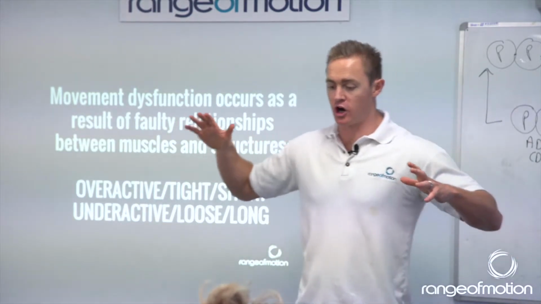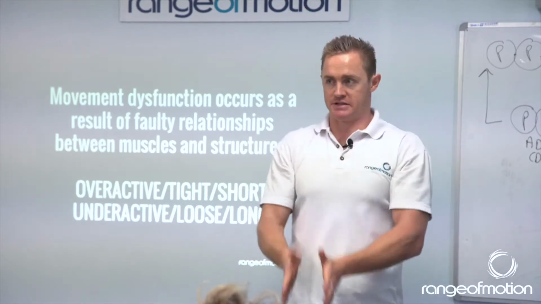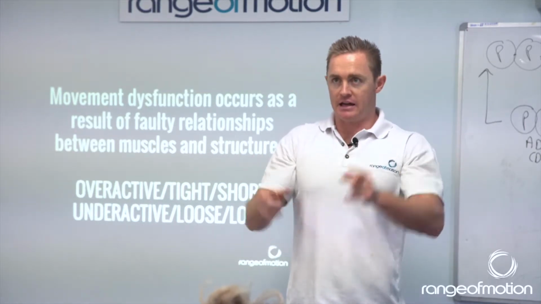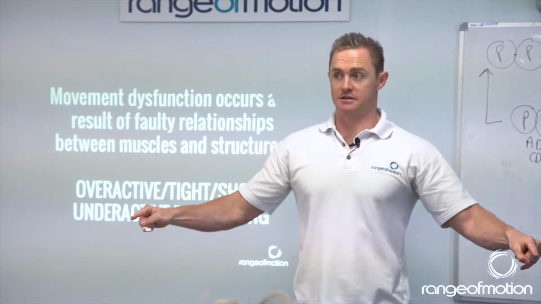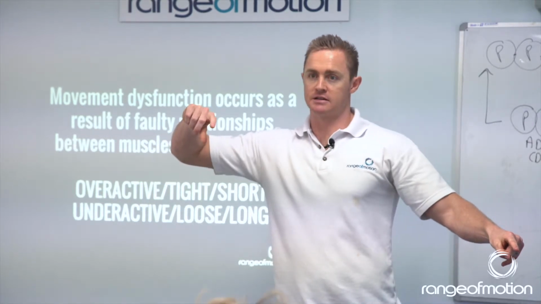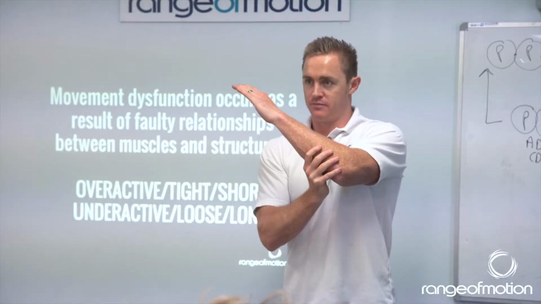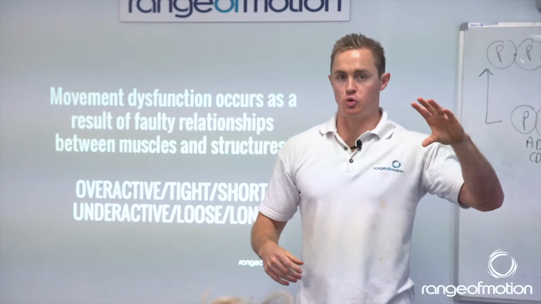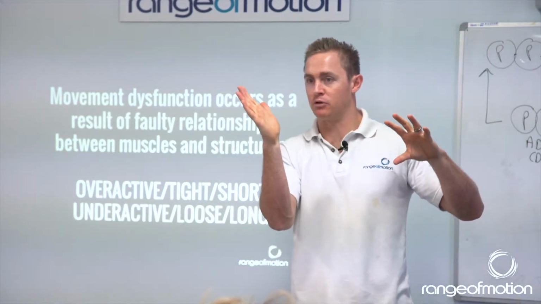And we basically have these relationships between muscles and structures. So imagine that you've got the mast on a ship, on a sailboat, and there are ropes going up to that mast. If this one's too tight, it's going to pull the mast over. If this one is too weak or too loose, it's going to let it be pulled over.